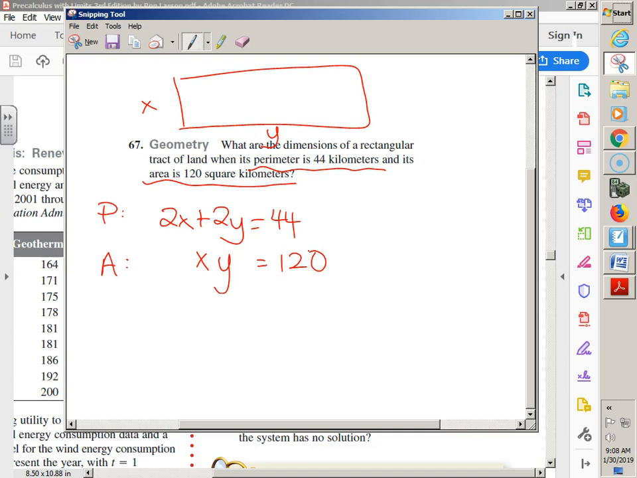But I'm just curious for you guys that got this one. Who'd you solve for? First x, first y, second x, second y? Just pick one. I'll go for it. X? Okay. So solving for the first x, I would subtract the 2y to the other side. I would divide by 2. You guys see that I can divide everything by 2, right? So I'm going to get 22 minus y.